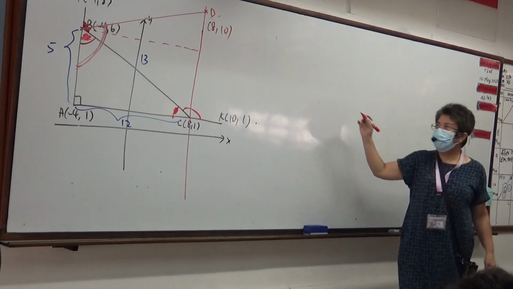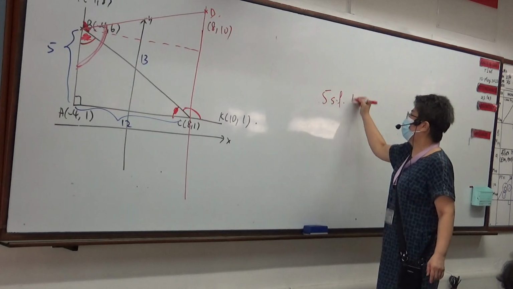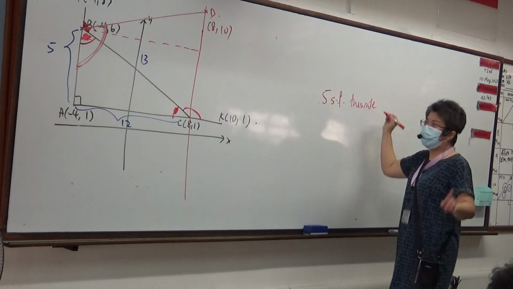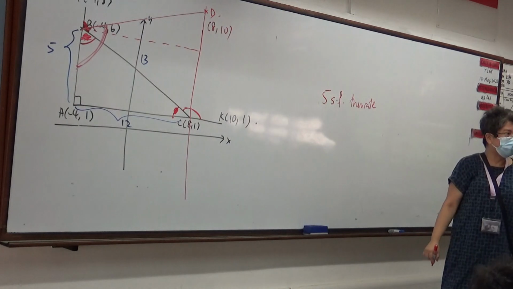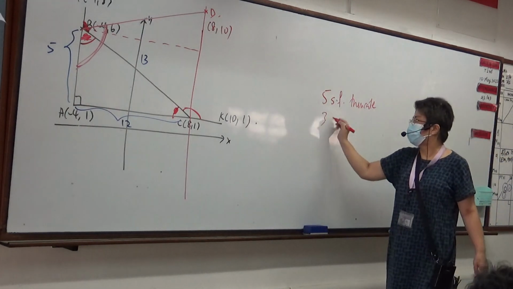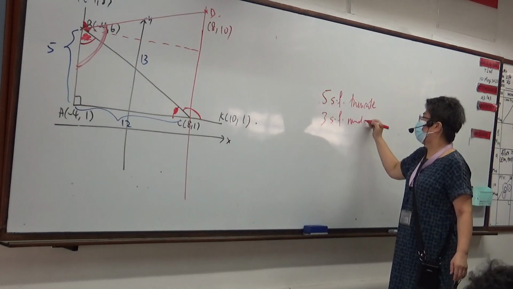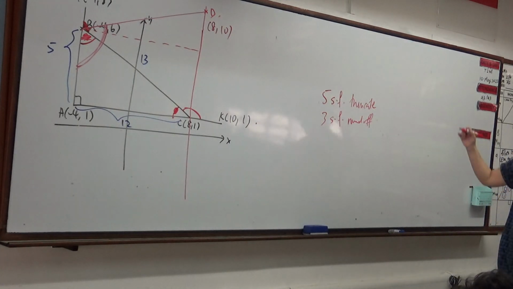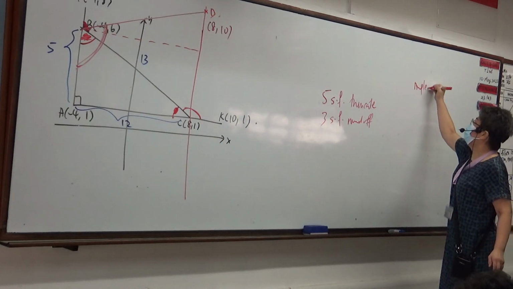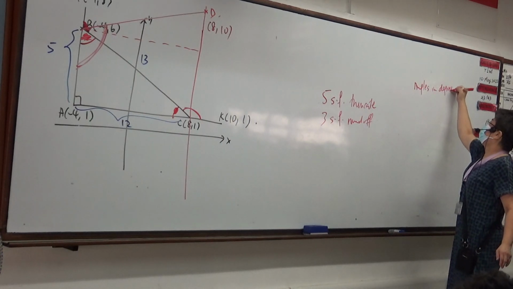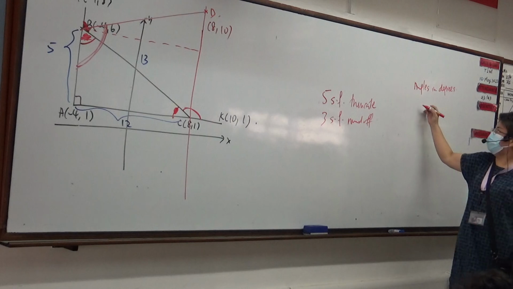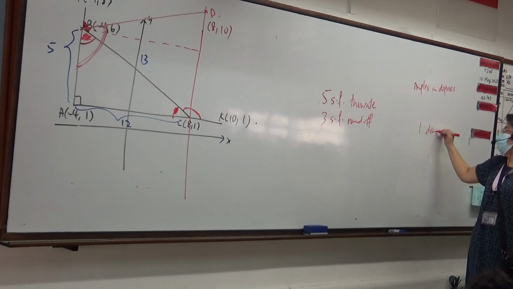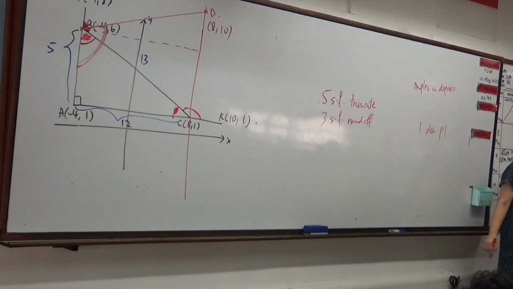For measurements, all working must be 5 significant figure truncate. Remember I told you? Final answer must be what? 3 significant figure round off. Standard for all paper. But for angles in degrees, all level got specified, final answer is 1 decimal place. You must give all angles in degrees corrected to 1 decimal place.